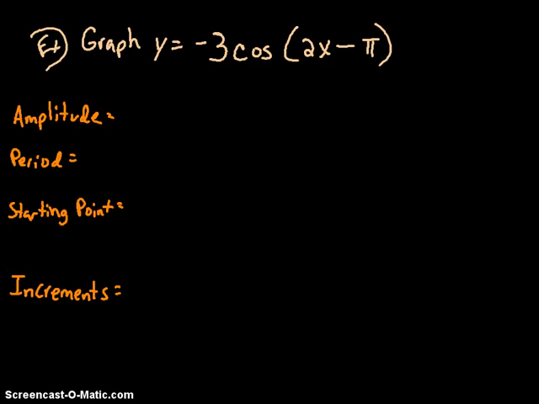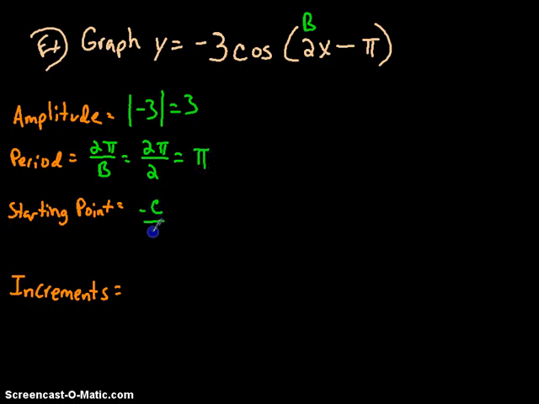You should have found the amplitude to be the absolute value of negative 3, which is 3. And you should have found the period to be 2 pi divided by b. Well, the b value is here. It's 2. So it should be 2 pi divided by 2, which is pi. You should have found the starting point to be negative c over b, which is negative pi all over 2, which makes it positive pi over 2.